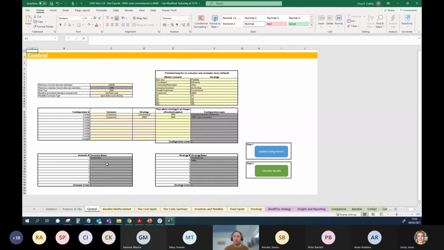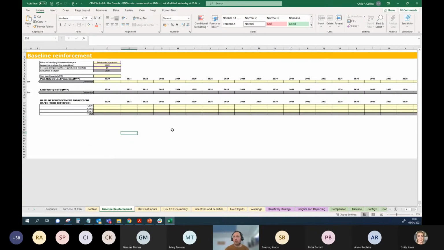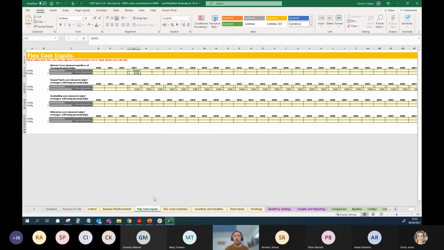So if we were trying to use this tool to look at this situation, much of the inputs are very similar. We're looking at a connection type scenario. It's not driven by load growth. It's a connection scenario, and we're trying to compare a conventional connection with an A&M enabled connection. There is no baseline reinforcement in this scenario, and that's fine. We just leave that blank. But what we're really doing is we're comparing the costs that the DNO faces under a conventional connection versus an A&M connection. Again, these are all dummy numbers, but they should give you an idea of the way that a DNO might use this to think about this problem.